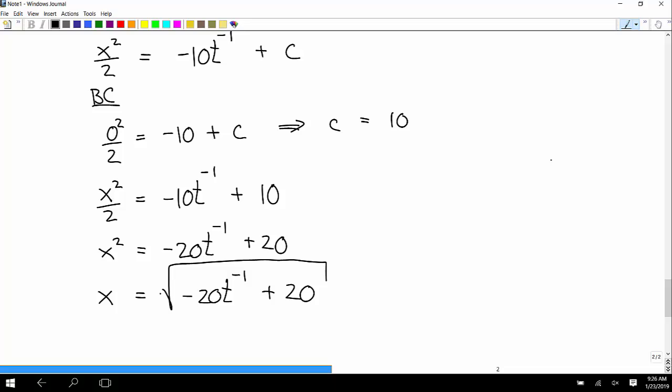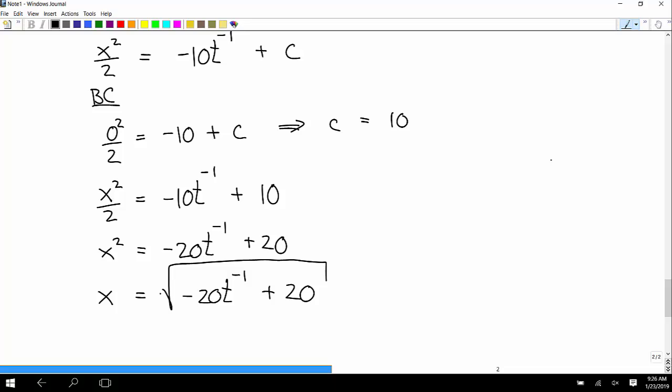Let's see. Then you have to think a little bit about what happens with the plus and minus and whatever. So what's going on here? So where does this become imaginary? If t is less than 1 or greater than negative 1, this is imaginary, right?